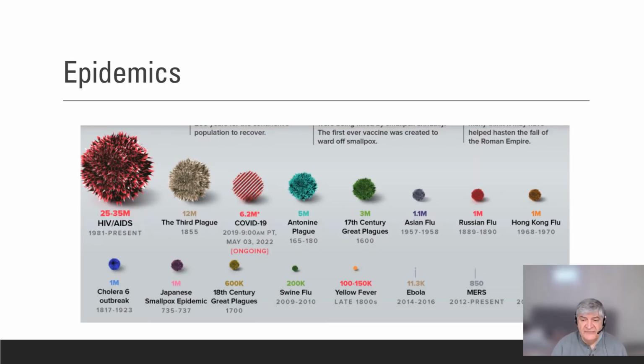Epidemics are definitely an important killer. Here are some examples of the mortality in HIV, one of them, and plague in different countries. COVID-19 appeared as one of the important killers, especially in the past 2 years. Cholera, yellow fever, MERS, Hong Kong flu. So we have multiple epidemics and mortality due to these epidemics.